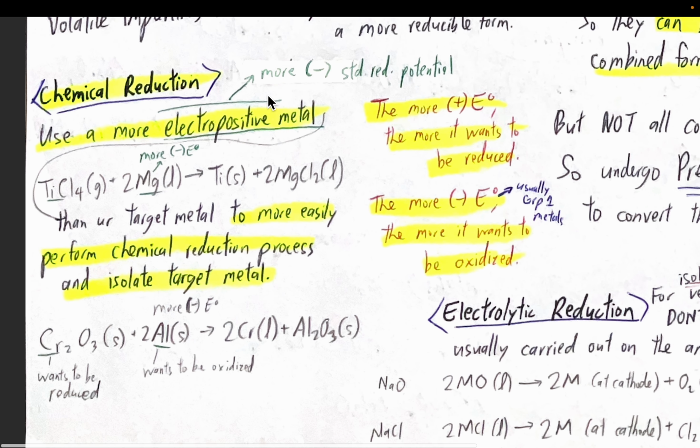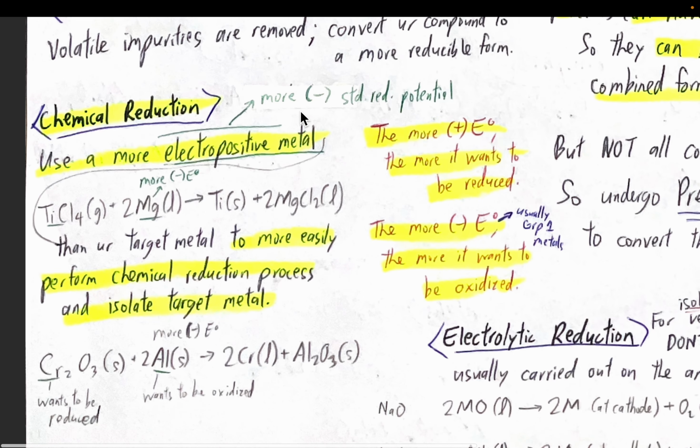So, the more electropositive metal has a more negative E degrees. So, it wants to be oxidized. For example, here, we have magnesium. Here we have aluminum. Both of them have a negative standard reduction potential.